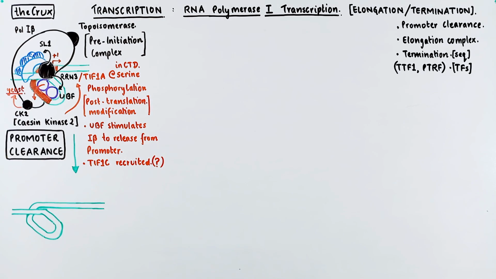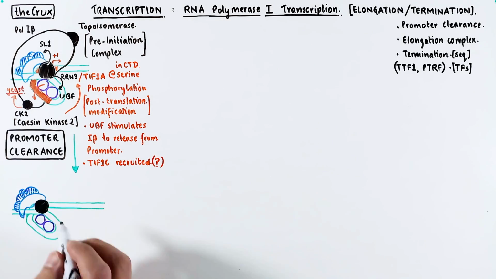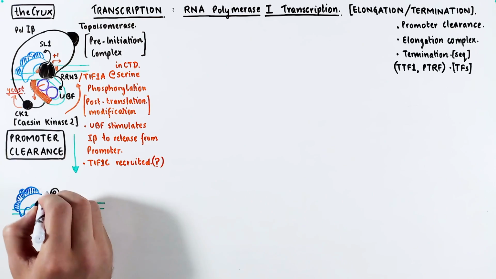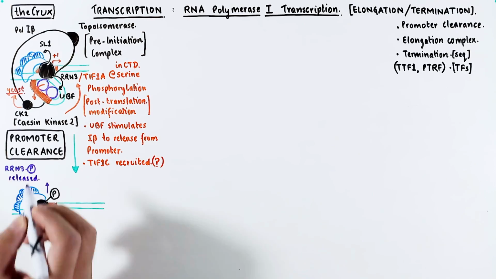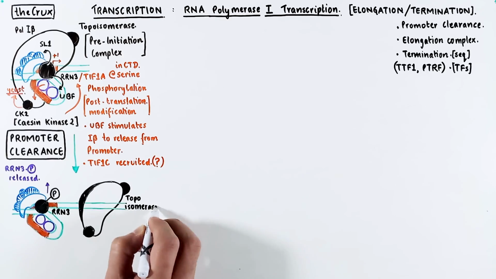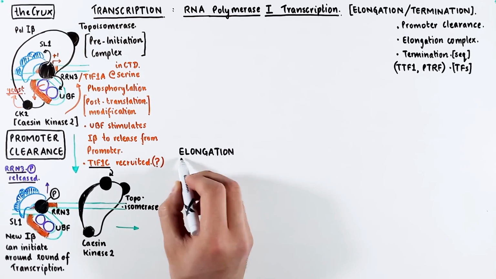And if we sketch out the resulting configuration of factors, you notice that the UBF dimer and the SL1 still remain bound at the promoter, along with the rRN3, which now is phosphorylated because of CK2. And this modified form of rRN3 is then immediately released from the promoter, and the polymerase has moved ahead where the topoisomerase and CK2 are still attached, in addition to TTF1C. Looking back at the promoter, when the rRN3 is released, the UBF and SL1 are the only factors left at the promoter, which is exactly what you need to recruit another polymerase 1 beta that can initiate a new round of transcription.